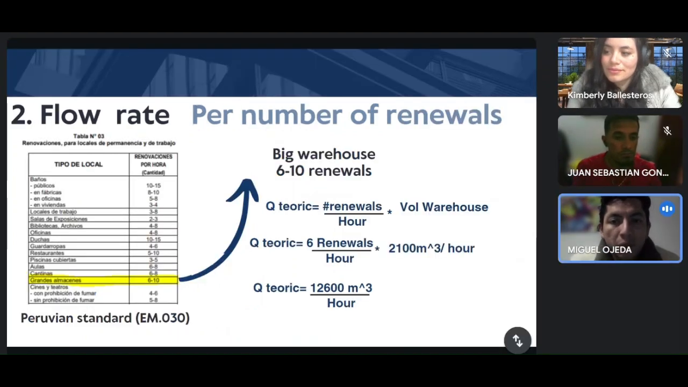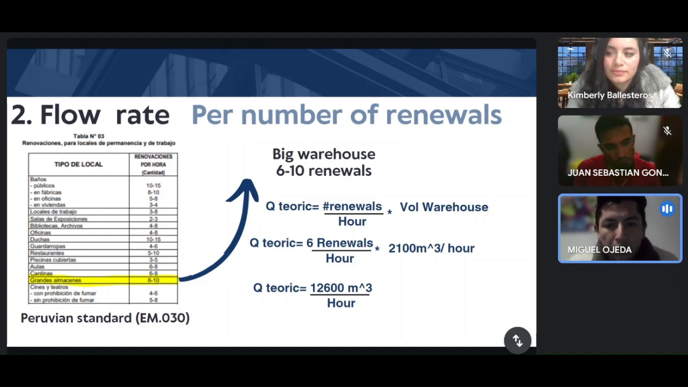For developing the second point, the following considerations were taken into account for the calculation of the flow rate in the ventilation system by means of the renewals method. First, the warehouse is located in Bogotá City. The regulation implemented is the Peruvian standard EM30, while the environmental and geographic conditions are very similar to Colombian conditions.